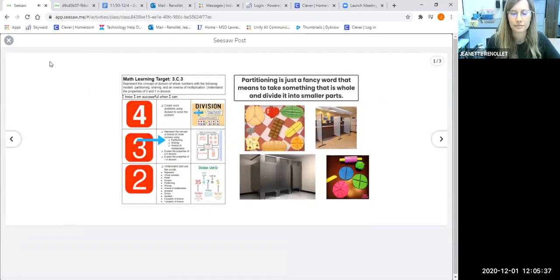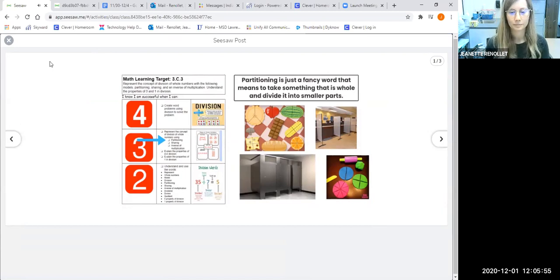Today's learning target is to represent the concept of division of whole numbers using partitioning. Now, partitioning sounds like a big word, but it's really just a word that you already know. It is a word that means to take something whole and to divide it or break it into smaller parts.